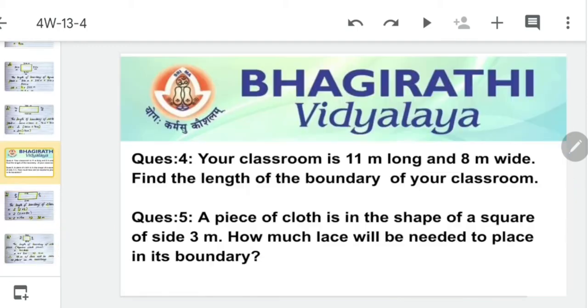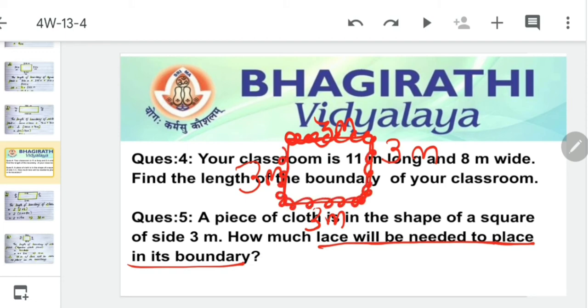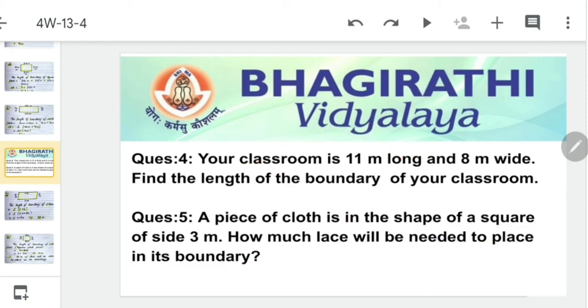Now let's move on to the last question for today. The question is, a piece of cloth is in the shape of a square of side 3 meter. That means each of its sides is 3 meter. Now the question is, how much lace will be needed to place on its boundary? We have to place lace on its boundary, so we have to find the length of the lace. Now we all know that we have to find the length of the boundary of this square shaped cloth. For this also we have a formula which is 4 into side of square. So we will use this.